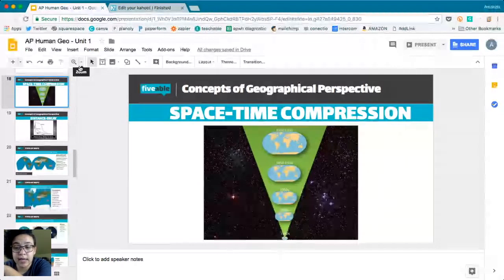So distance decay is basically that the distance to something changes how popular it becomes, right? So if you look at this graph, it's showing convenience stores, grocery stores, superstores. You're not going to travel very far to go to a convenience store. You are going to go to the closest one to you.